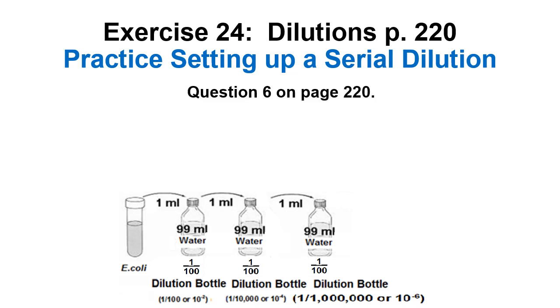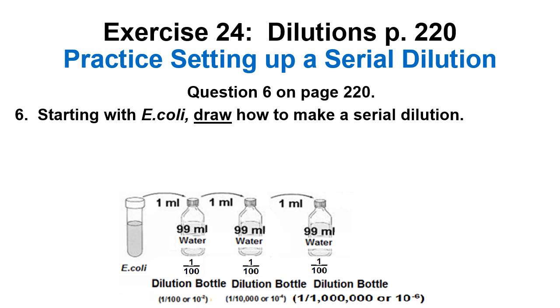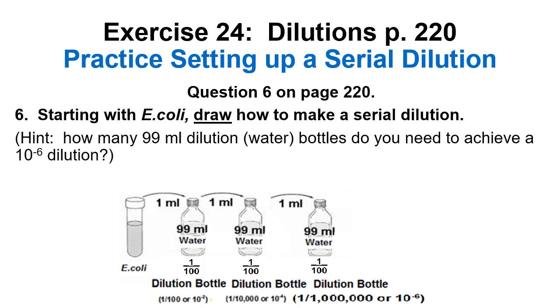So let's do practice question 6 on page 220. Starting with E. coli, draw, and that's the only way you'll be able to do this, how to make a serial dilution. It says, hint, how many dilution bottles do you need to achieve a 10 to the negative 6 dilution? This is the answer, which is our 3 bottles, and we pipetted 1 mil into each of our bottles. Not on this slide and not on these pictures or in your lab manual, but what if you wanted to make a 10 to the negative 8 dilution? How many bottles would you do? Could you use this exact same picture and then just add to it? Correct. You would add 1 more bottle and 1 more milliliter to get 10 to the negative 8.